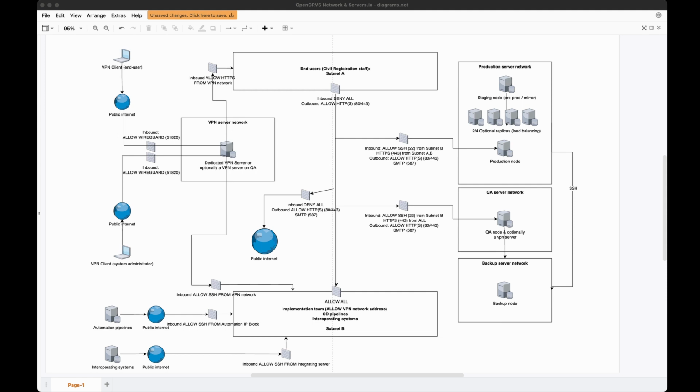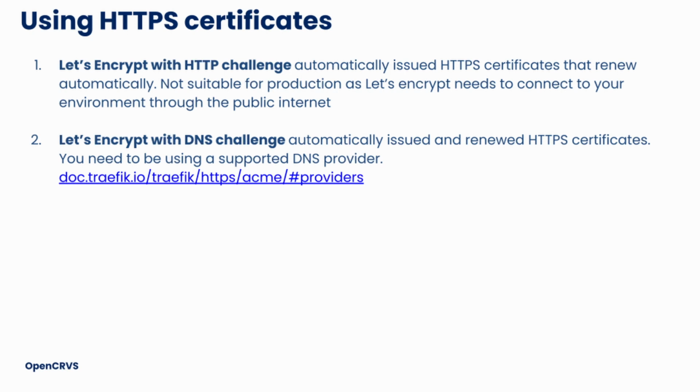If you do not have prior experience in configuring infrastructure network, you can use the OpenCRVS provided diagram as a specification for an infrastructure expert. Now that we have verified that your production OpenCRVS environment is not accessible from the public network, we can move on to the option number 2 of the HTTPS certificate setup.